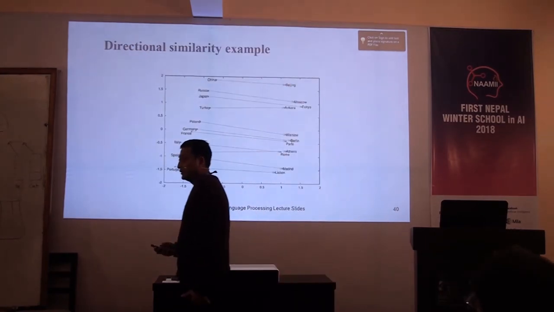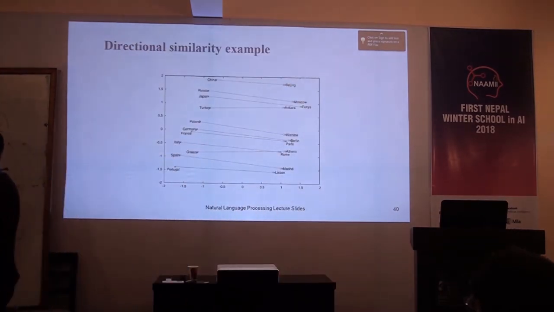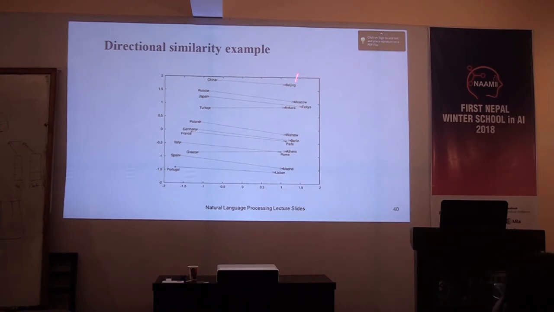So if you try to do a low-dimensional projection, so this is a two-dimensional projection of your high-dimensional vectors, you would see that the countries and capitals roughly align. They are not exactly correct, but they are very, very good.